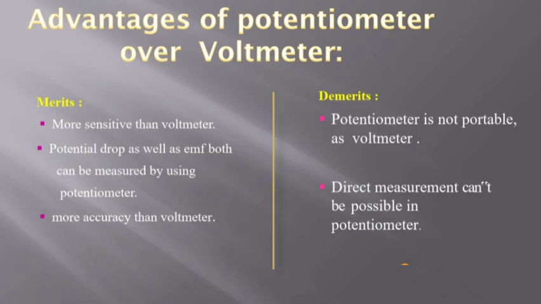Now, some disadvantages or demerits are there. Voltmeter is a direct reading instrument while the potentiometer is not so. And the second is the voltmeter is portable whereas a potentiometer is non-portable.